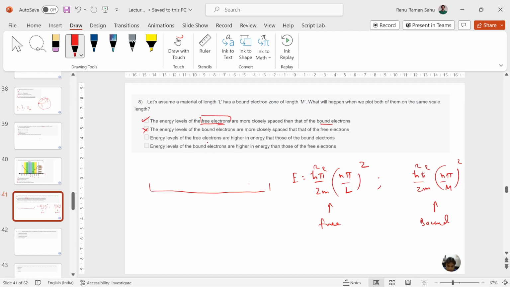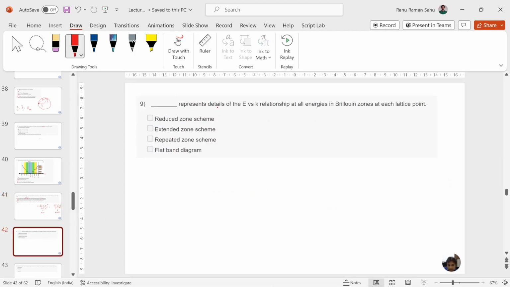Energy levels of the free electrons are higher in energy than those of the bound electrons. That is true. Energy levels of the bound electrons are higher in energy. That is not true. That is correct. Perfect. You just have to remember this diagram. I hope you remember the diagram.